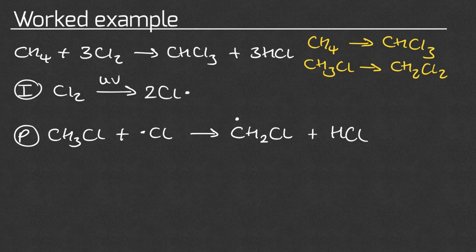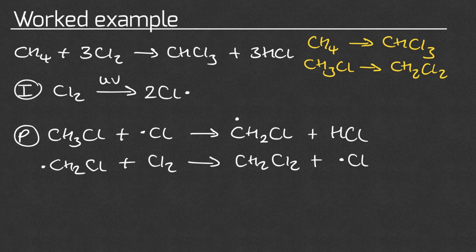The first step in propagation, as always, is the chlorine radical removing hydrogen to form HCl, leaving us with our alkyl radical. The second stage is our alkyl radical reacting with a new molecule of chlorine to take chlorine from this, so in this case forming dichloromethane and leaving a chlorine radical at the end. Again, the chlorine radical is a catalyst, so we'll repeat this process on and on and on.